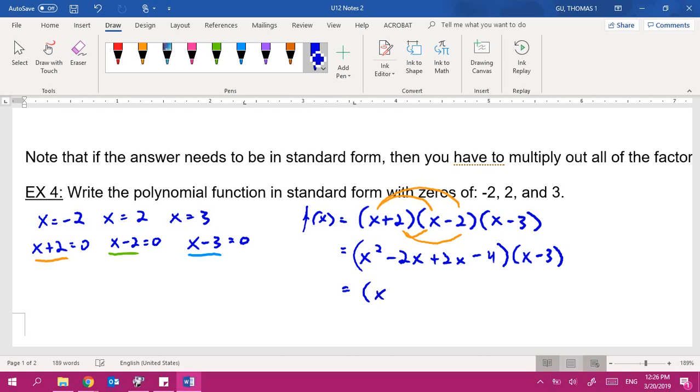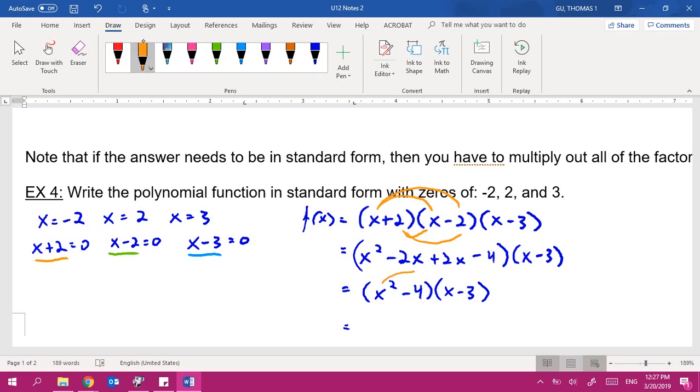x squared minus 4 times x minus 3. You got to keep bringing that x minus 3 down until you've taken care of it, right? So how am I going to get my final answer then? Distribute again. That's right. So here we go.